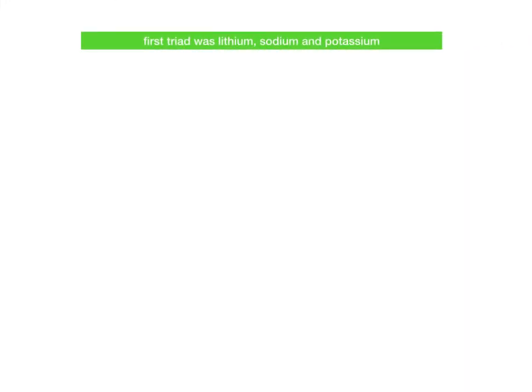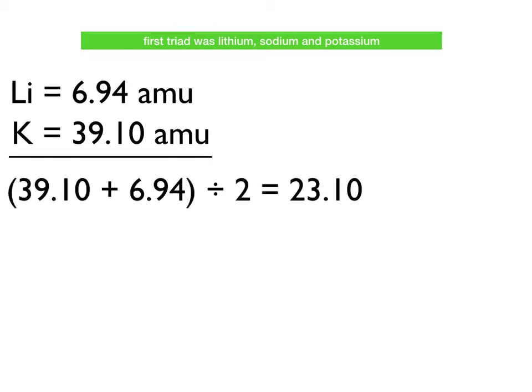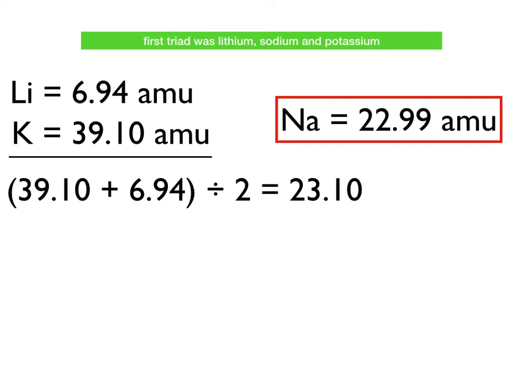One of his triads was made up of lithium, sodium, and potassium. Now, lithium has an atomic mass of 6.94 AMUs. Potassium, the heaviest of the triad, has an atomic mass of 39.10 AMUs. And when you take the average of those two, you get 23.10 AMUs. And if you compare this to the middle element, sodium, it has an atomic mass of 22.99 AMUs. Very, very close to the mean of the lightest and heaviest.